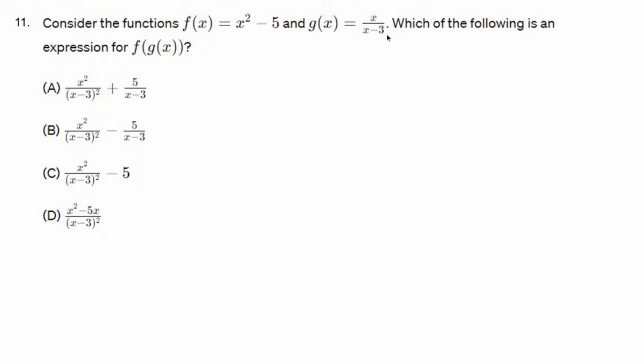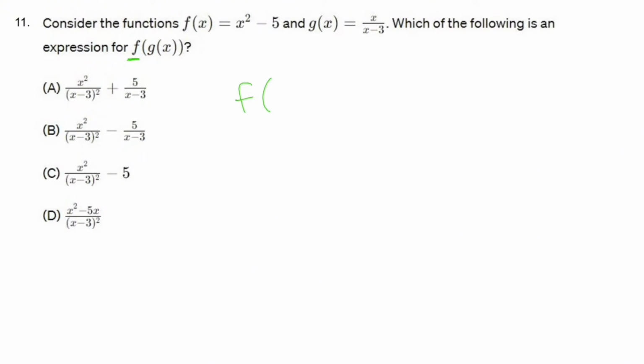Consider the functions f of x equals x squared minus 5 and g of x equals x over x minus 3. Which of the following is an expression for f of g of x? We have ourselves a composite function where g of x is going to live inside of f. So this is how I like to do composite functions. Whatever is on the outside, I like to start writing that out first.